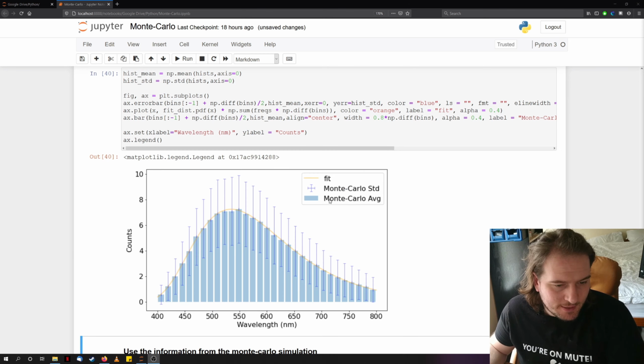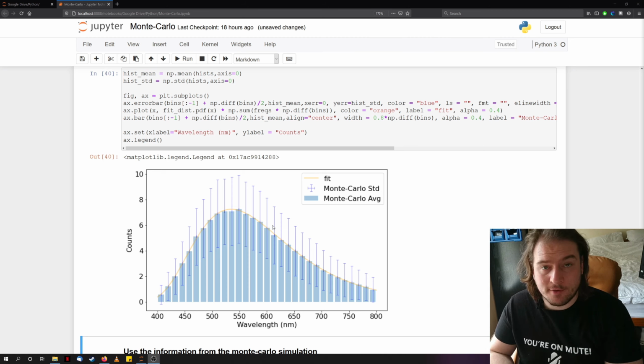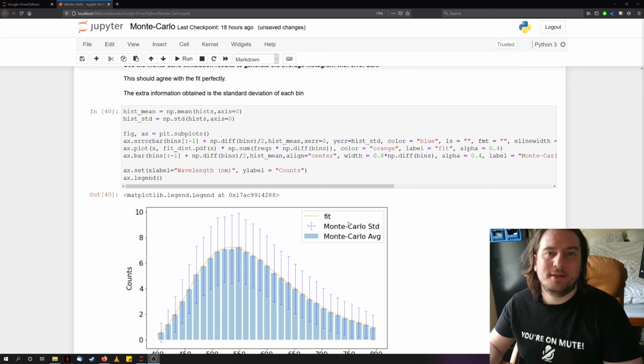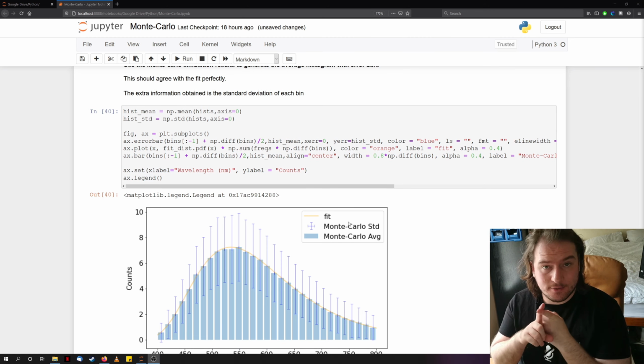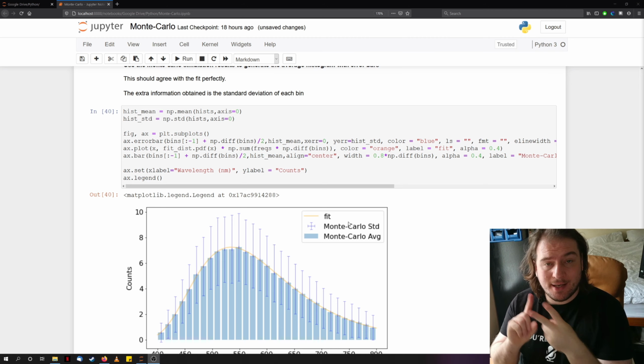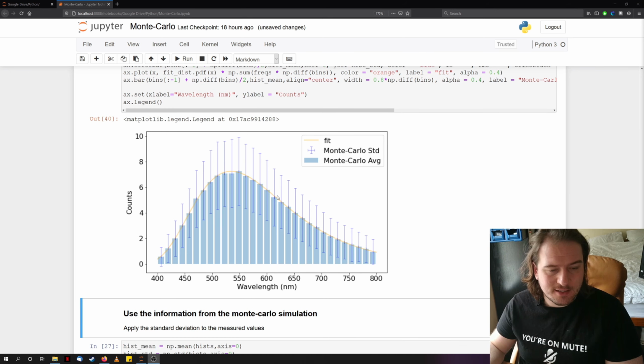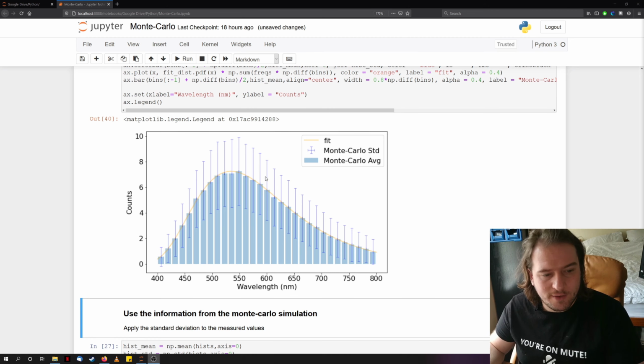So we get our Monte Carlo average, which should agree perfectly with our fit because the fit was used to generate the random numbers for the Monte Carlo average. But the important information that we get here is the standard deviation associated with each of these bins. So this is now quite important. What it's telling us is that by running the simulation over and over again with the same number of particles that we have measured, using a distribution fit that we have a good theoretical understanding for, we can generate an estimation of our standard deviation of each of these bins.